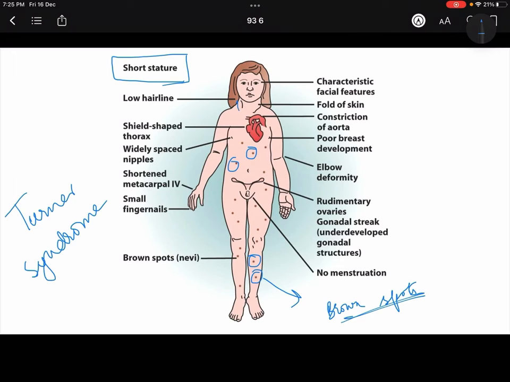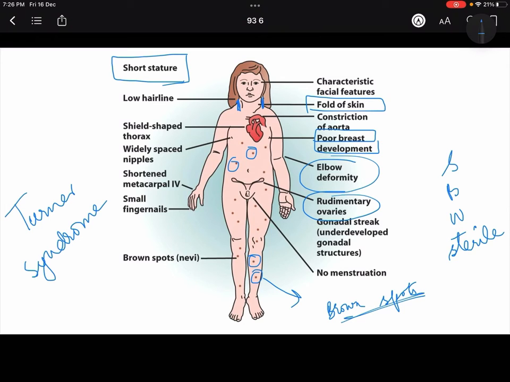Then they have a webbed neck, so they have a fold of extra skin on the neck, that is called webbed neck. So you can remember they have short stature, they have these brown spots on the body, they have a webbed neck or fold on the skin. ठीक है? Then they have poor breast development. ठीक है? They have poor breast development, they have elbow deformities. ठीक है? Rudimentary ovaries, that means sexually there'll be more sterility, ज़्यादा रहेगी. Then there will be no menstruation.